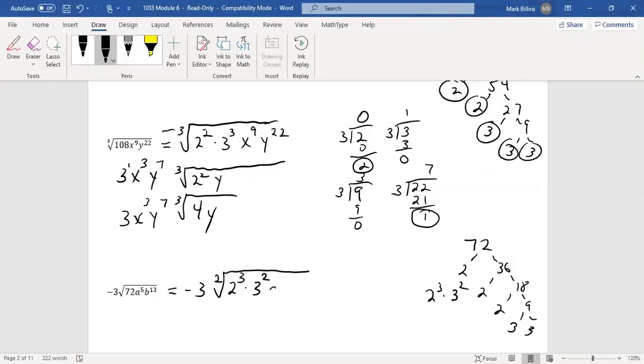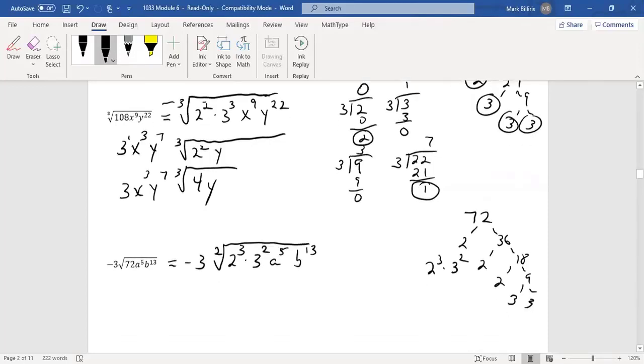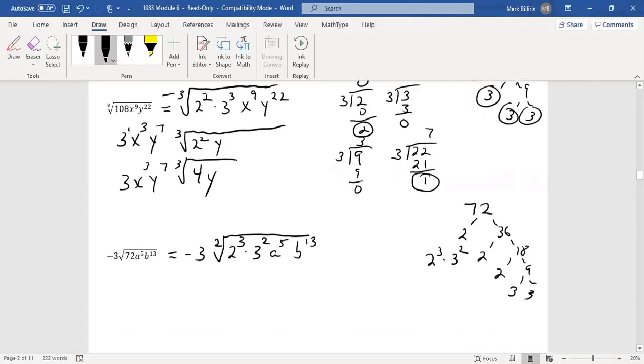I still have my a to the 5th and b to the 13th. So now I'm going to divide my exponents. So this -3 still is on the outside. And I have my square root just in case I have remainders, but I'm not going to write the index because it's understood. With square root, you never write the index as a part of your final answer. Okay, so now I do my division of exponents. So I'm going to do it without writing it this time.